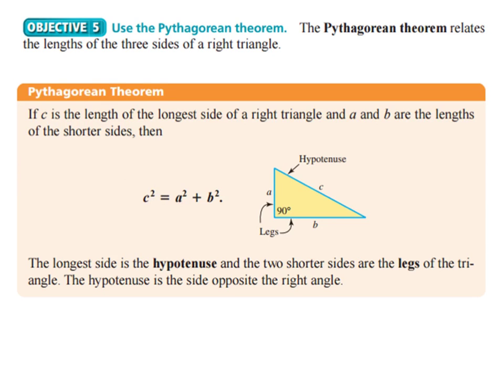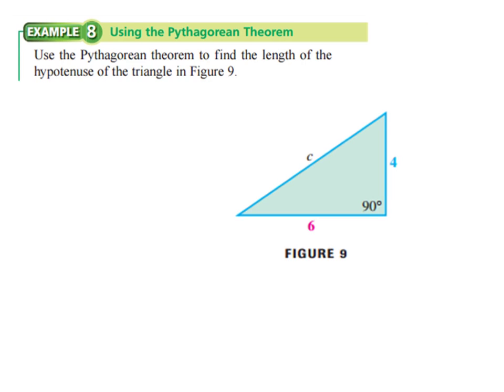You, of course, could solve it for a or b as well, but this is the typical way that we write that, a squared plus b squared equals c squared. So we'll use that here in order to find the length of the hypotenuse. And when we do that, we'll try to reduce that down as much as possible. So in this case, we have the two legs. So 6 squared plus 4 squared would equal c squared.